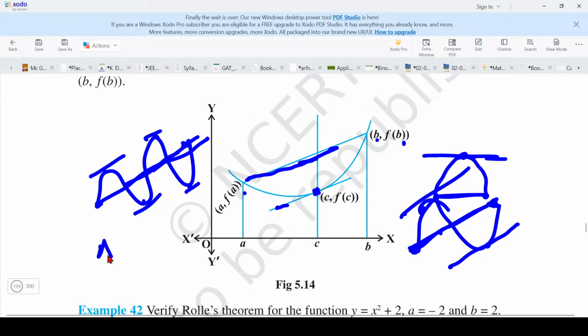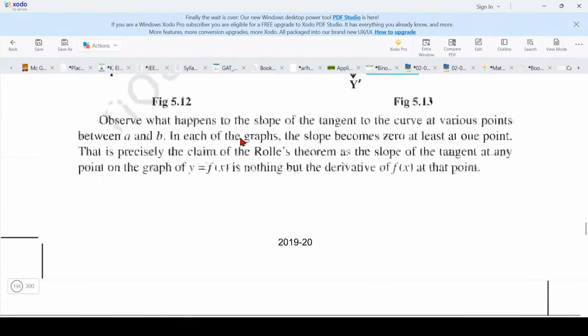If you are traveling from A to B, let's say your average speed is 50 kilometers per hour, then what does that mean? At least once your speed should be 50 kilometers per hour. You cannot always be less than 50 or always be over 50, right? At one point you have to cross 50. Otherwise your average will not come to 50, right? Agree? The same logic here. If on an average your slope is this, at least at one point the slope should be the same as the average, right? This is Lagrange's mean value theorem, and that one was Rolle's theorem.